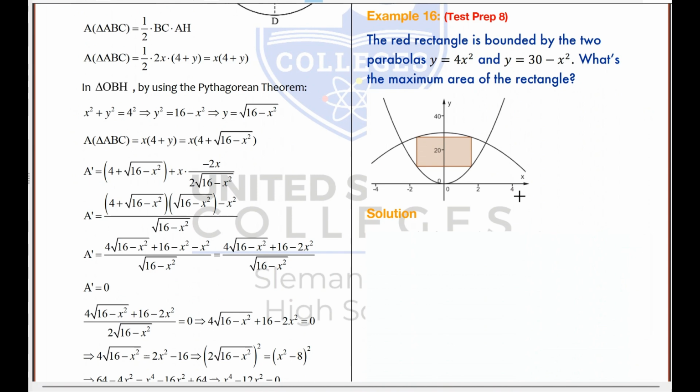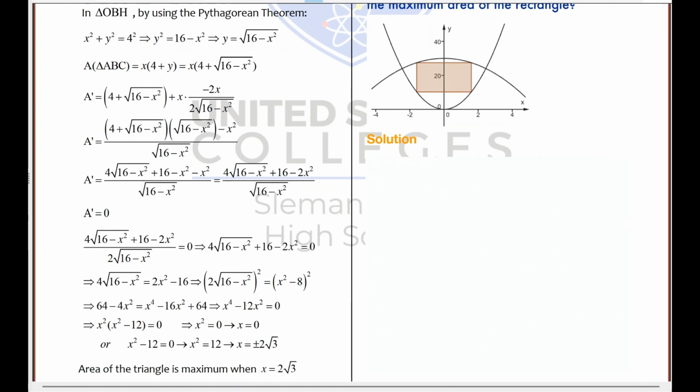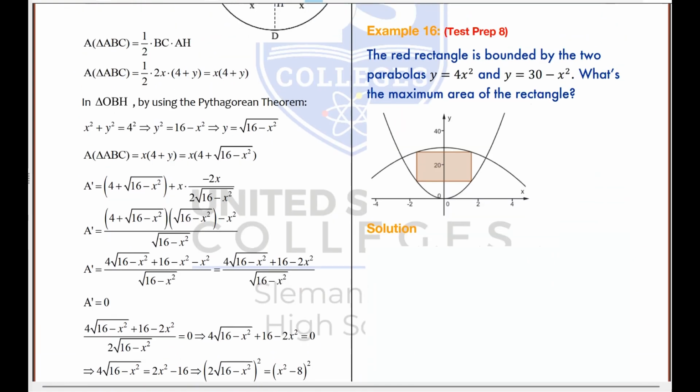Okay, next question, which doesn't have a fast way. We need to solve it, but the solution is very simple. Test prep 8. And there are 2 ministry questions asked about this type so far. The rectangle is bound by 2 parabolas. What's the maximum area of the rectangle? So let's say this width is y, the length is, let's divide this into 2, let's say this is x, 2x times y.